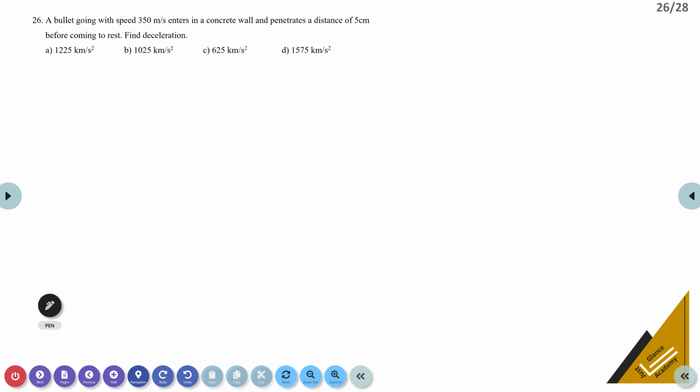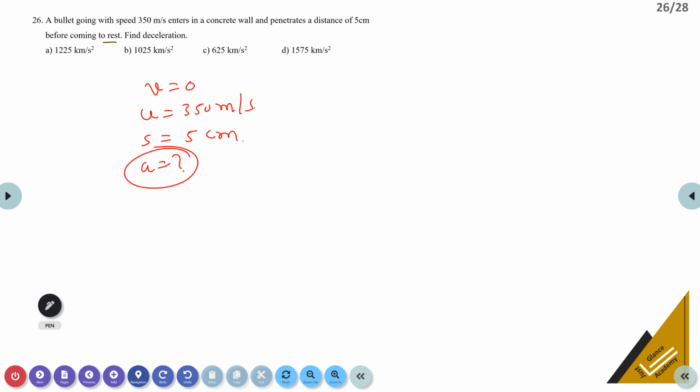Next, 26th. A bullet going with a speed of 350 meter per second enters a concrete wall and penetrates a distance of 5 centimeter before coming to rest. Before coming to rest means final velocity equals 0. Initial velocity equals 350 meter per second. Distance traveled equals 5 centimeter. He is asking the acceleration or retardation.